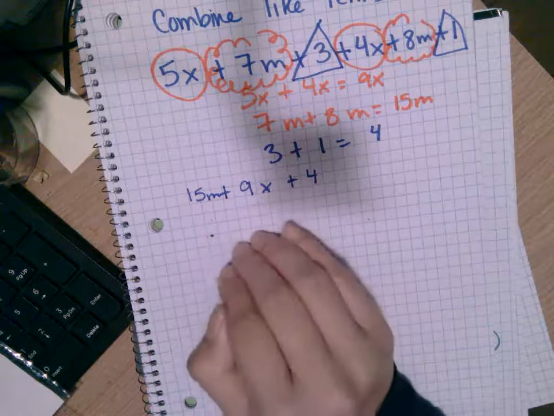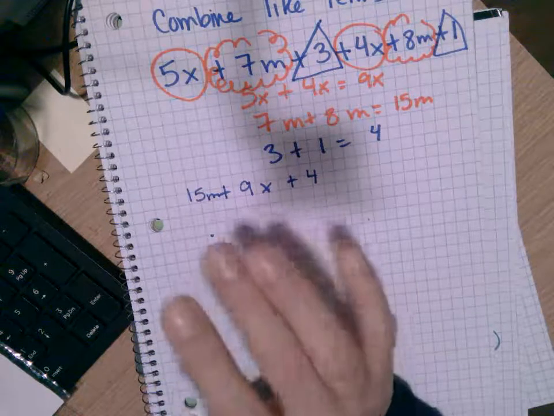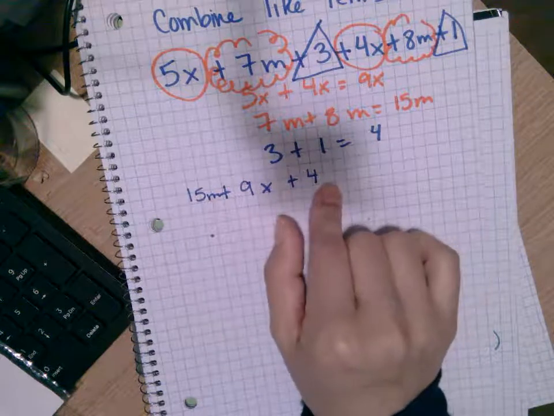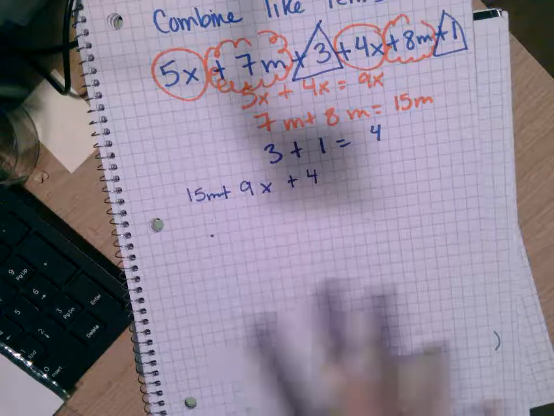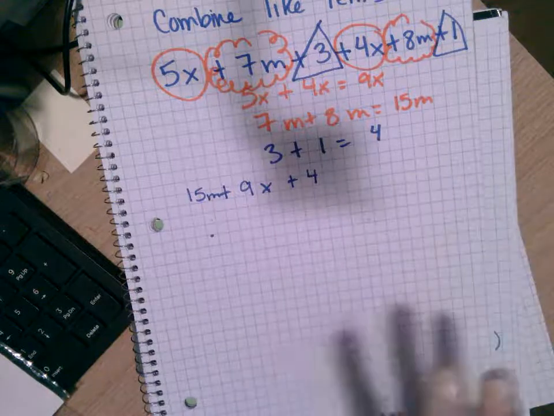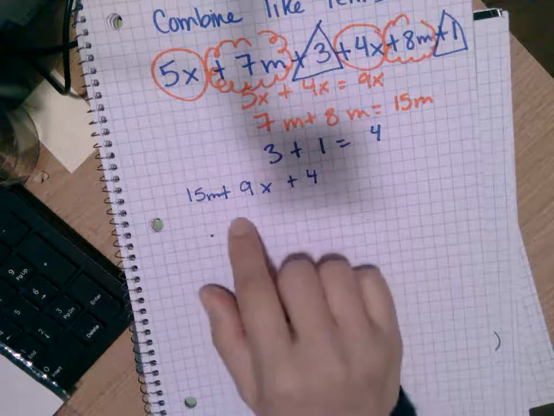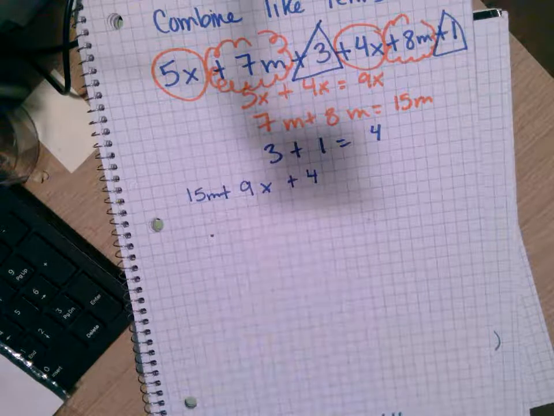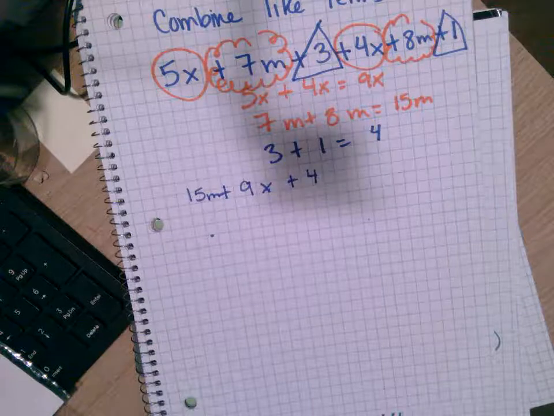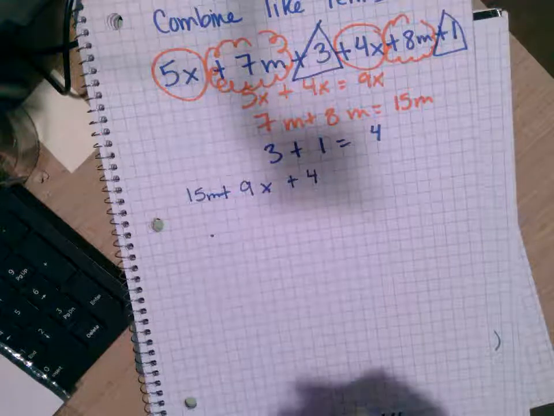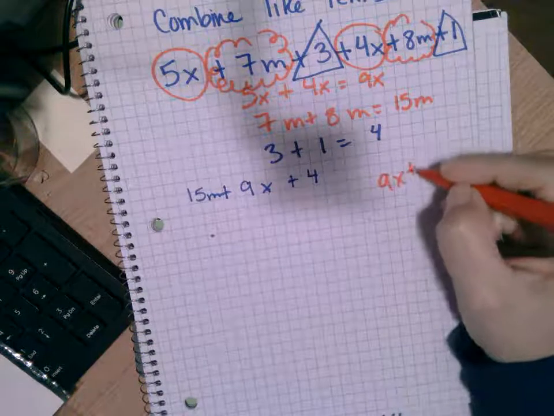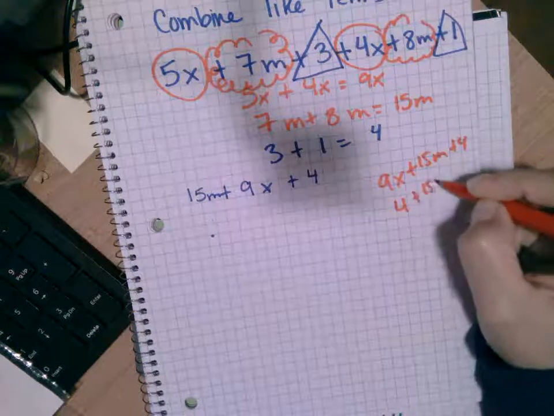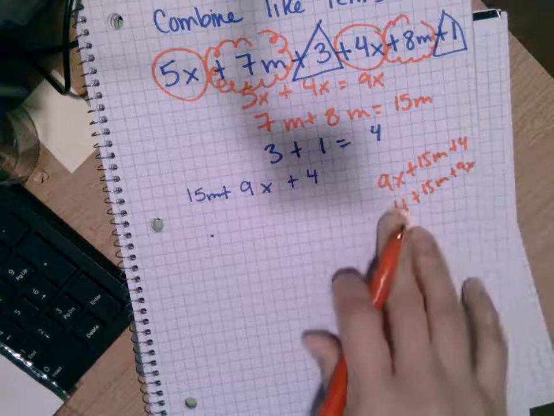In algebra, your teacher is going to push this a lot. It has to be in alphabetical order. As a 7th grade math teacher, and since we're just starting this, I'm going to be kind of flexible. It's okay if you don't put it in alphabetical order. The commutative property says it's okay to write it as 9x plus 15m plus 4 or 4 plus 15m plus 9x. Mix up the order.